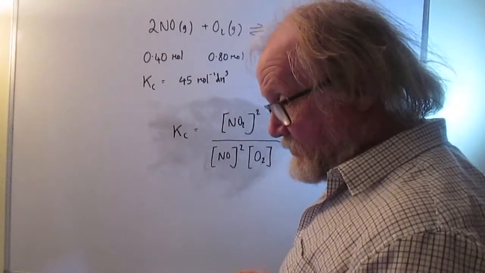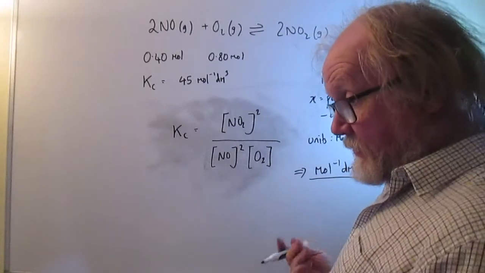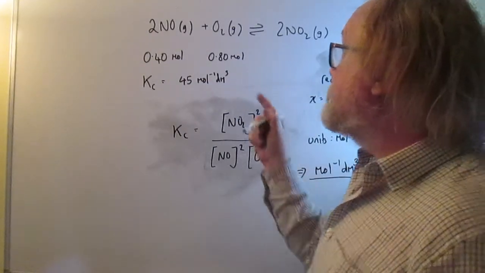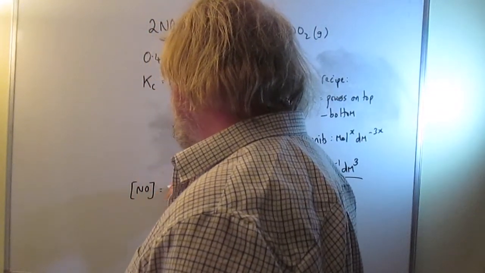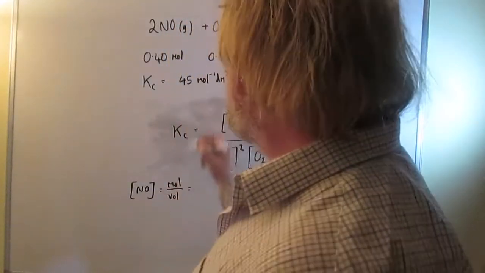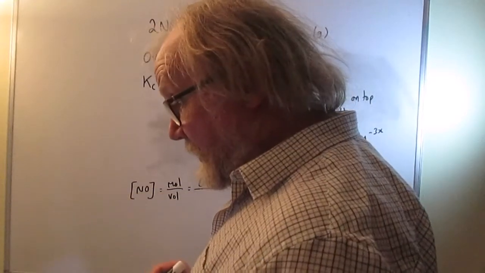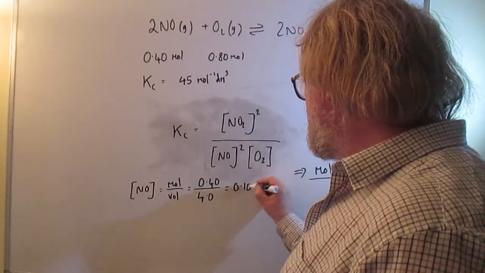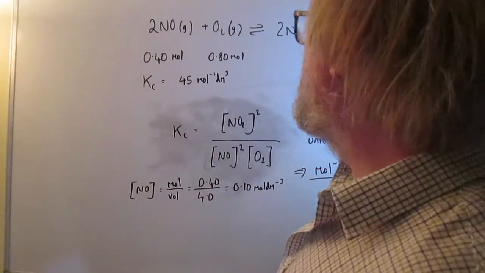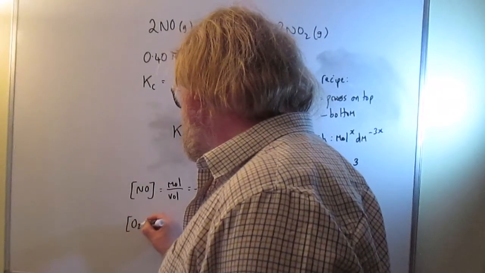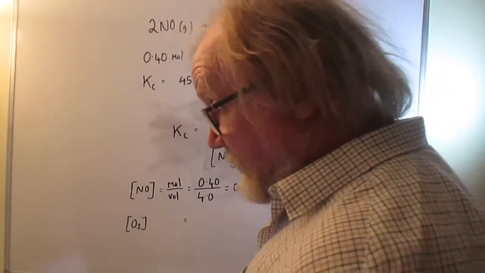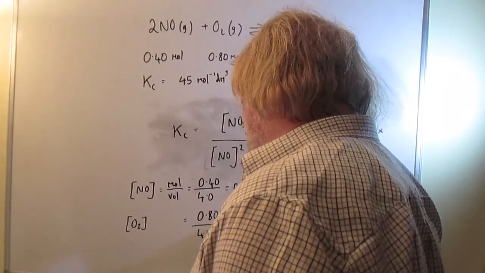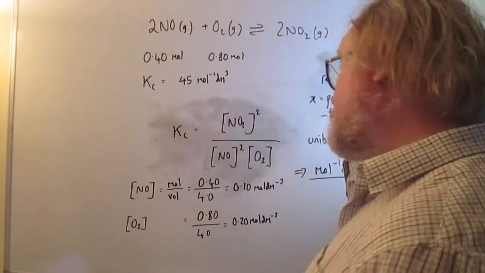We now know we have to use this information, which was in the question, to figure out the amount in moles of NO2 in the equilibrium mixture. So the first thing is to recognise that we've got to turn these moles into concentrations. So the NO concentration is moles over volume, which is 0.40 over the volume of 4.0 dm cubed, which is 0.10 moles per dm cubed. And likewise the O2 is moles over volume, so 0.8 over 4.0 is 0.2 moles per dm cubed. Okay, so we've got the concentrations.